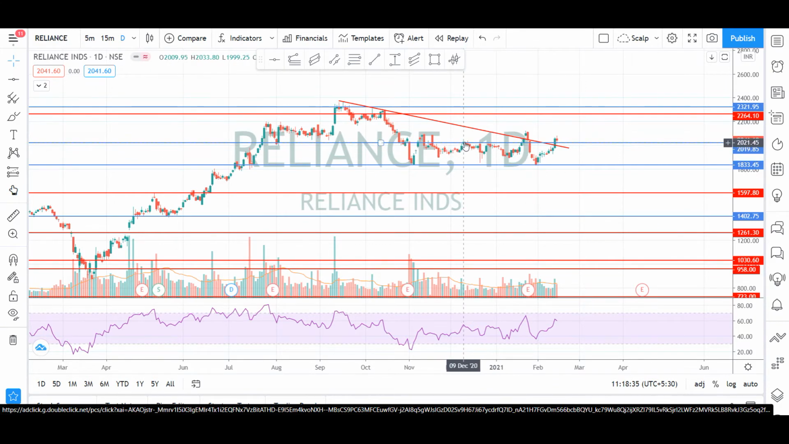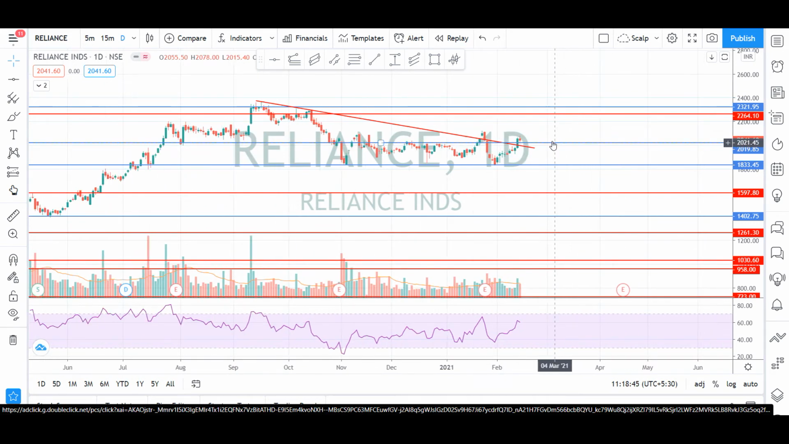And if you would have seen this level at this juncture, we know this was a resistance around 2000. Now it has gone above that 2000 and is sustaining above it. So till 2000 is not broken again, we can stay in a long trade with a target of 2254.